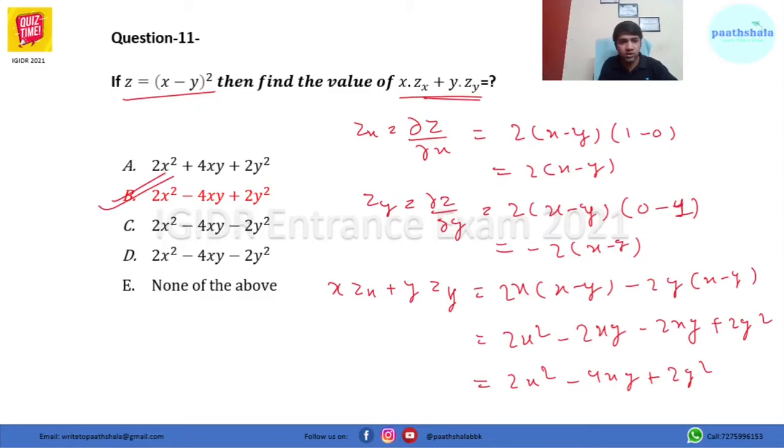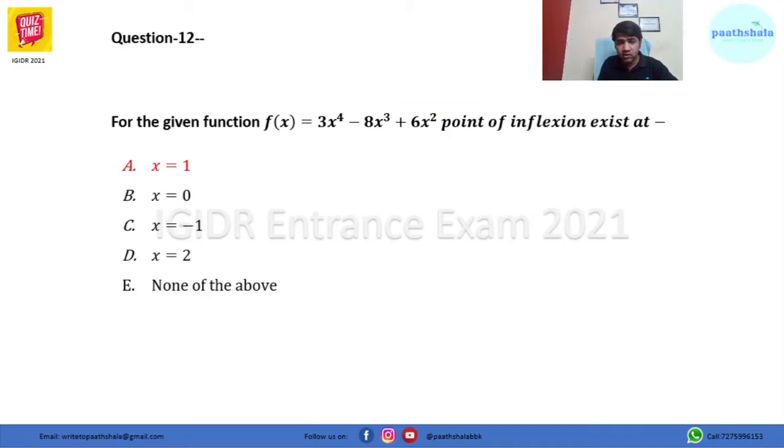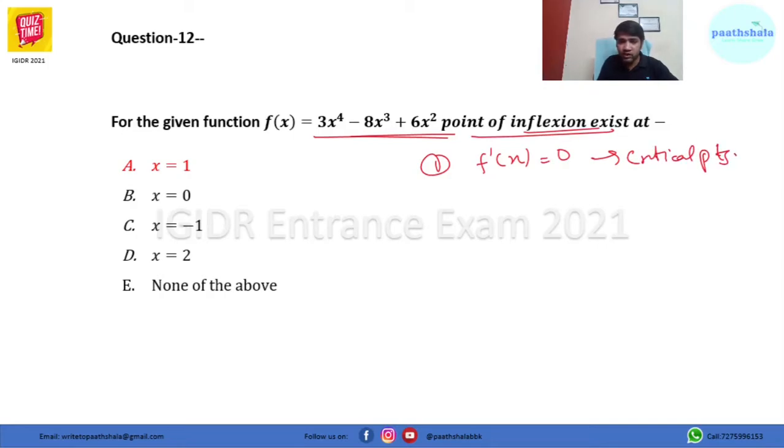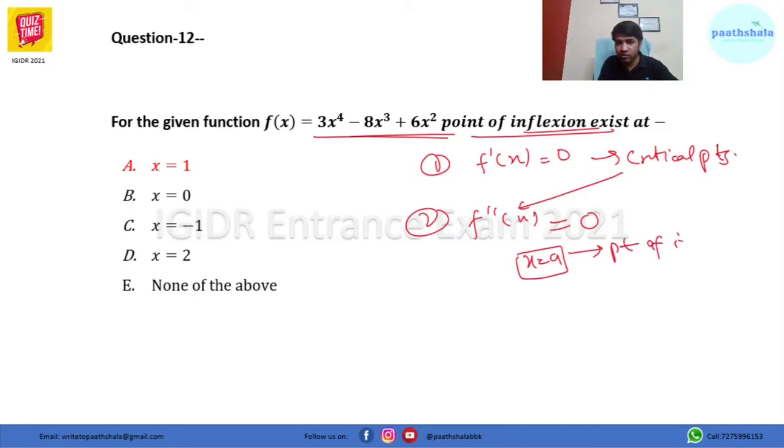Now let's move to the next question. So here we have to find the point of inflection. I have already mentioned in my lecture series that in order to find the point of inflection, we have to first find the critical points. For that, you have to equate the first derivative to 0. This will give you critical points. And after finding the critical points, you'll have to find the second derivative and put these points into it. If you get the value of f double dash equals 0 at, let's say, x equals a, this point will represent a point of inflection. Okay, so remember this thing.